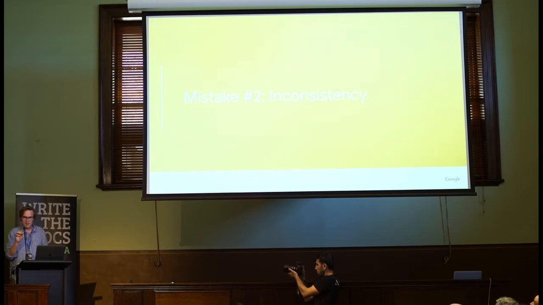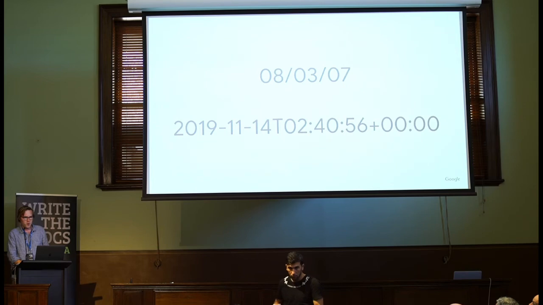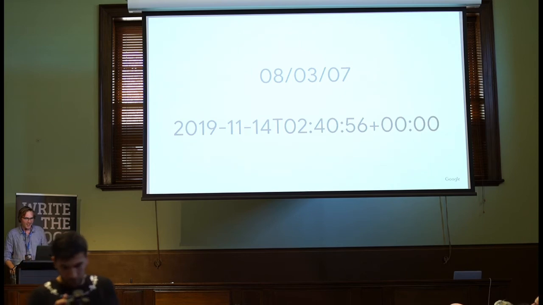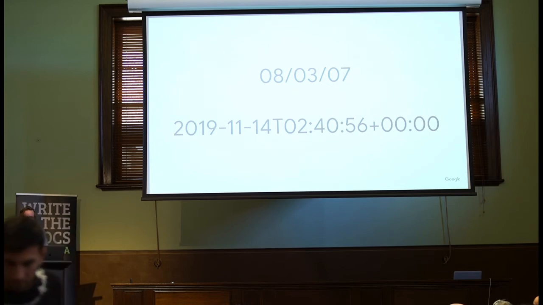But first I want to talk about mistake number 2, which is inconsistency. Here's 2 dates. Now, we know Americans love to do things differently. So, the first date in America, that's August 3rd, not March 8th. But that's why when you write code, you use a standardized format that everyone agrees on, right? Like ISO 8601, where no one's gonna get it wrong. We all agree on the standard.